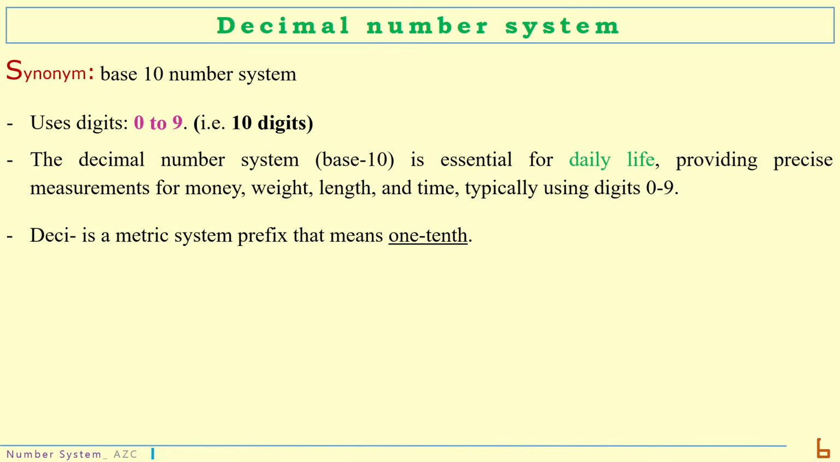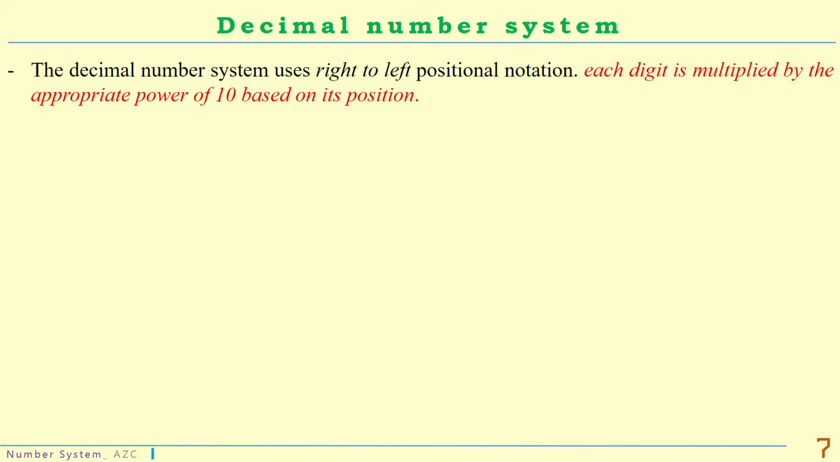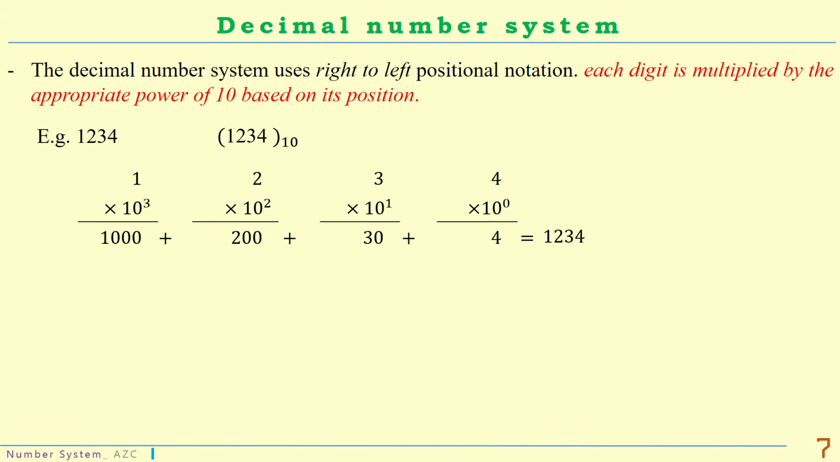Deci is a metric system prefix. That means 1/10. The base or radix is 10. The decimal number system uses right to left positional notation. Each digit is multiplied by the appropriate power of 10 based on its position. Example of decimal number represented with base 10.